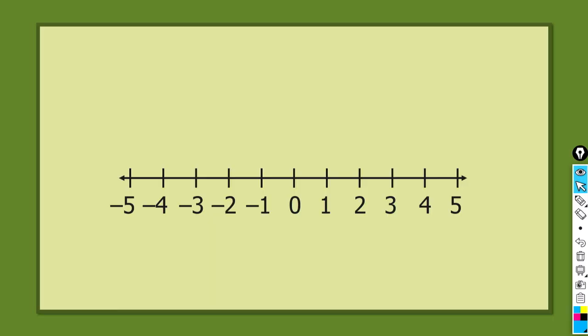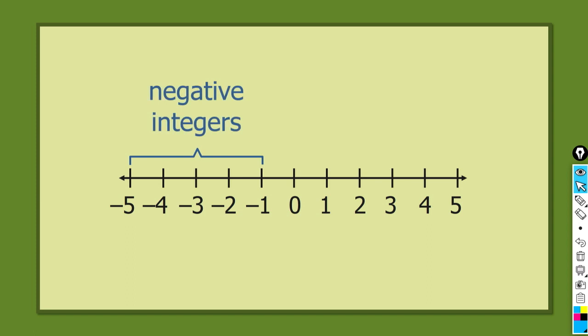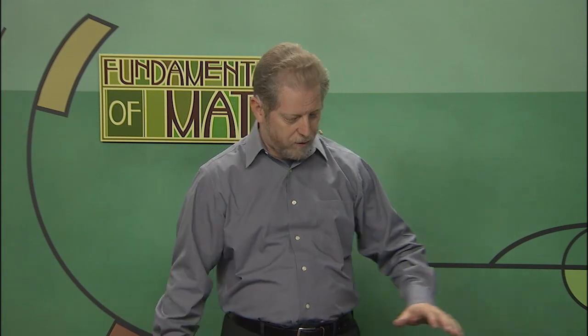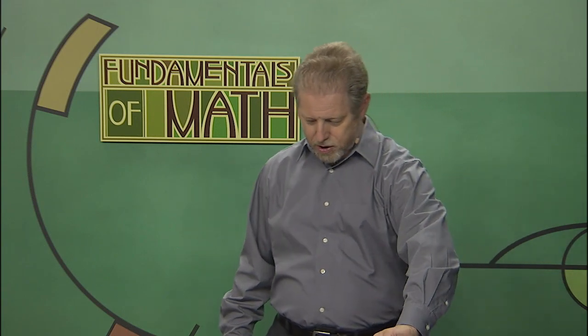When you look at the number line, what do you have? You've got the negative integers, negative 1, negative 2, negative 3, negative 4, negative 5. Okay, you've got the positive integers, 1, 2, 3, 4, 5. Now, I'm going to show you this, and you'll probably think, huh? But I have seen it, and I've not just seen it once, so I want to be sure and show you this.